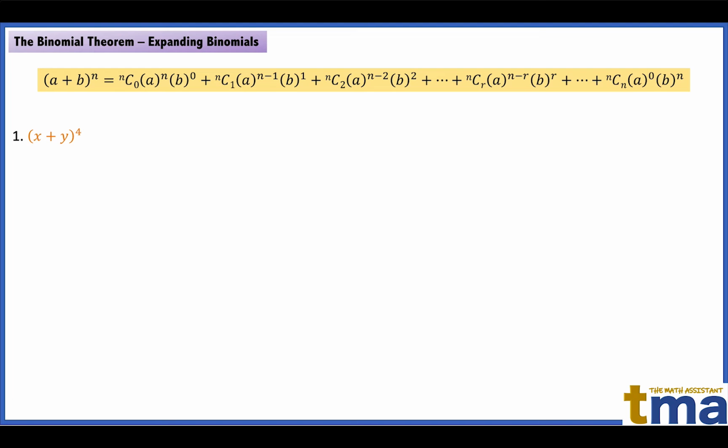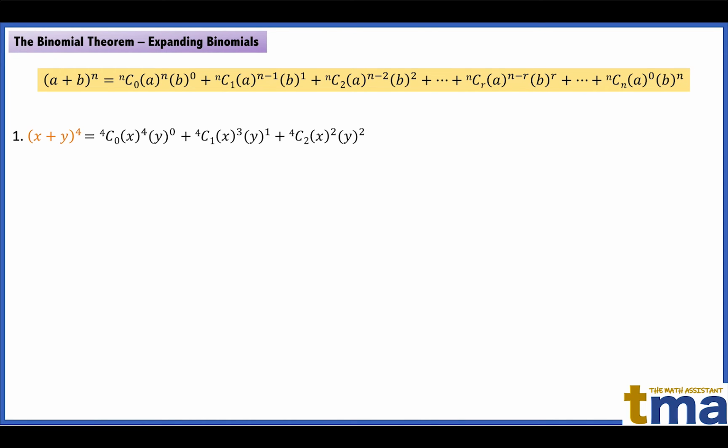Consider (x plus y) all to the power of 4. Since n equals 4, we start with 4C0 times the first term x raised to a power 4 times the second term y raised to a power 0. Then plus 4C1 times the first term x raised to a power 3 times the second term y raised to a power 1. Then plus 4C2 times the first term x raised to a power 2 times the second term y raised to a power 2.